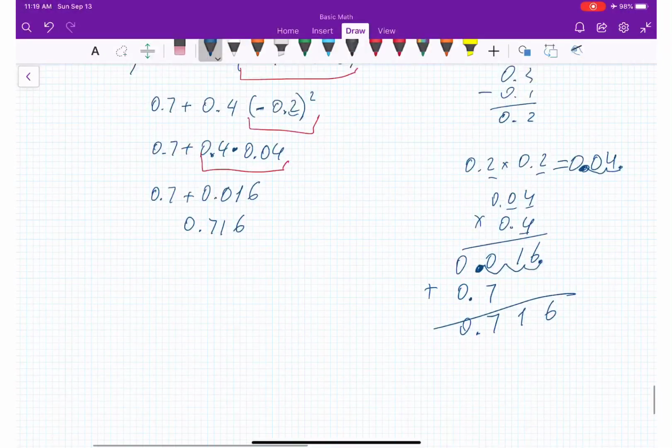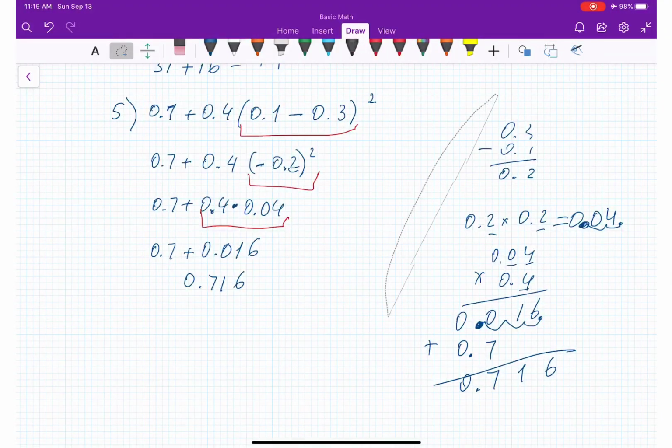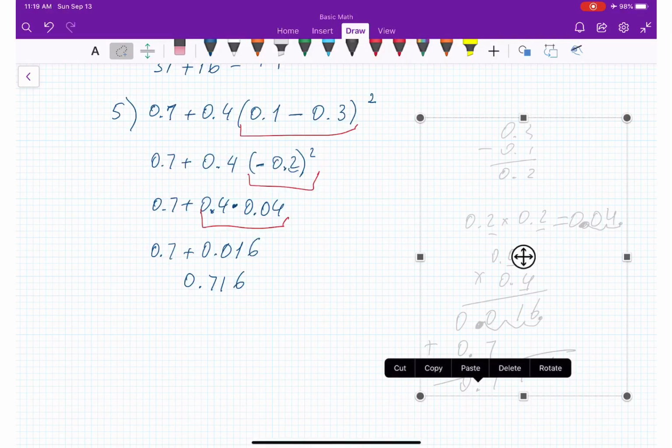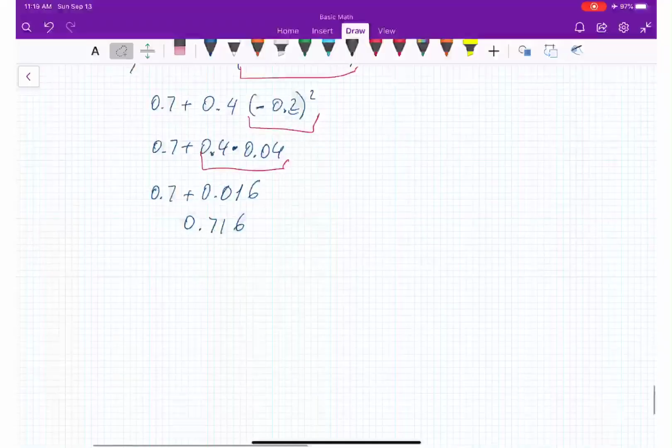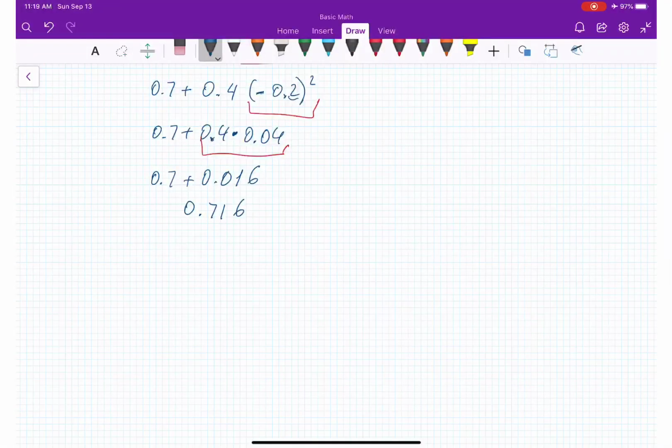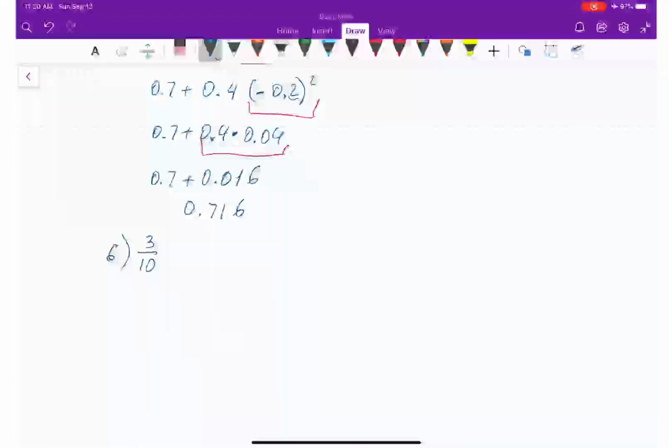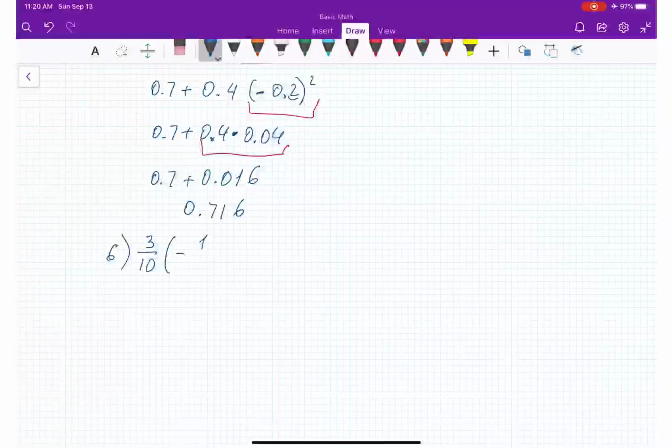Question number 6. 3 over 10 times negative 1 over 6 minus 9 over 10 plus 1/2.